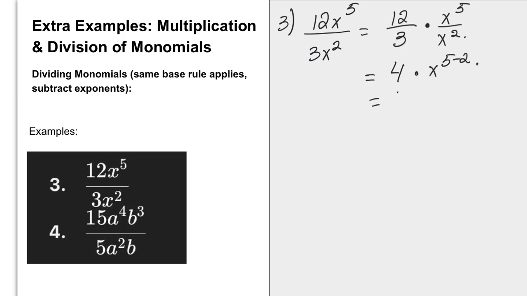And here we are, 4x to the third power. See how when we separate, everything becomes easy. Okay, let's go ahead and do the fourth.